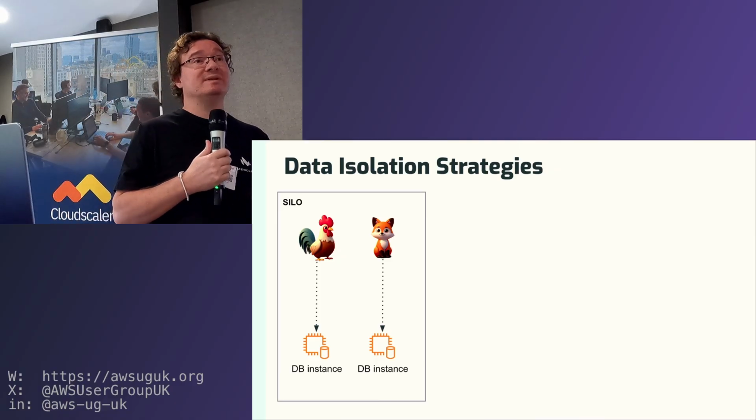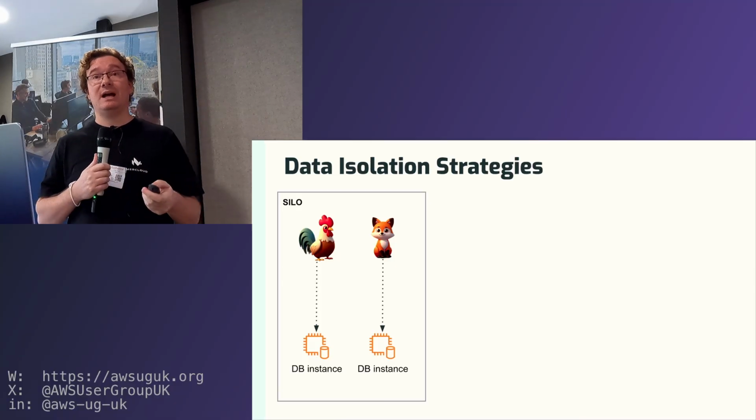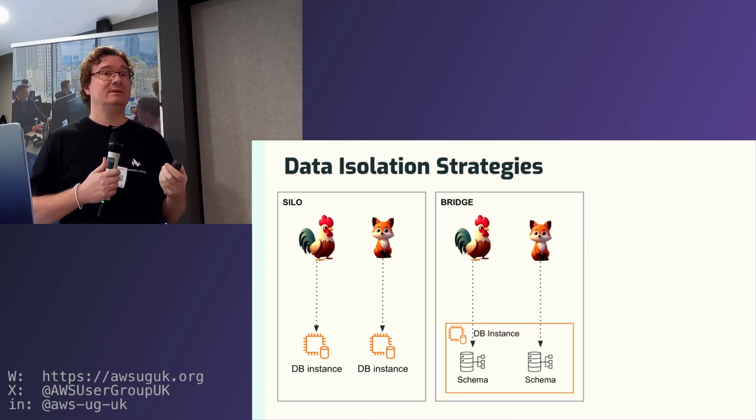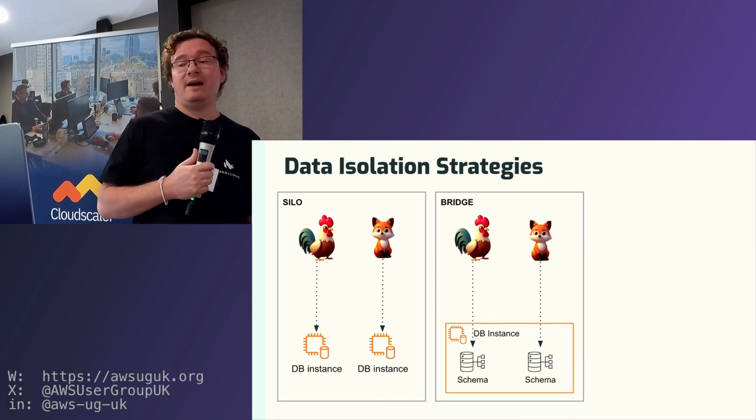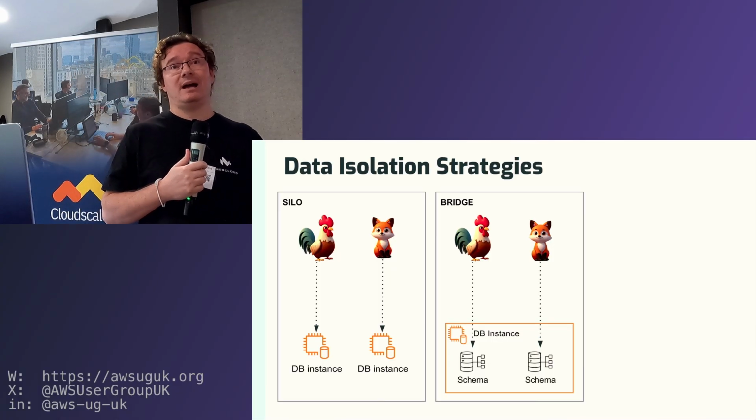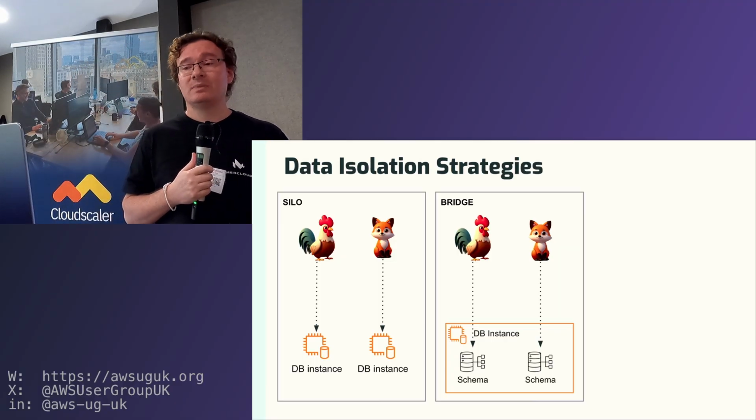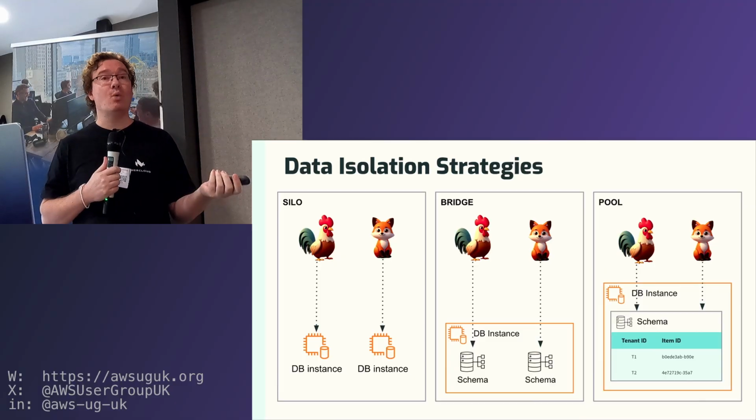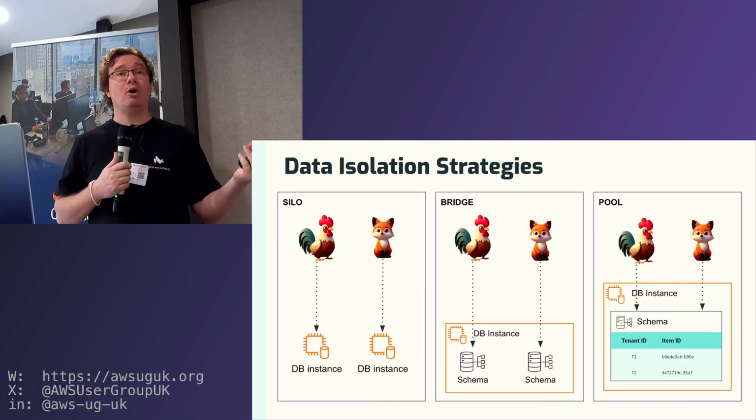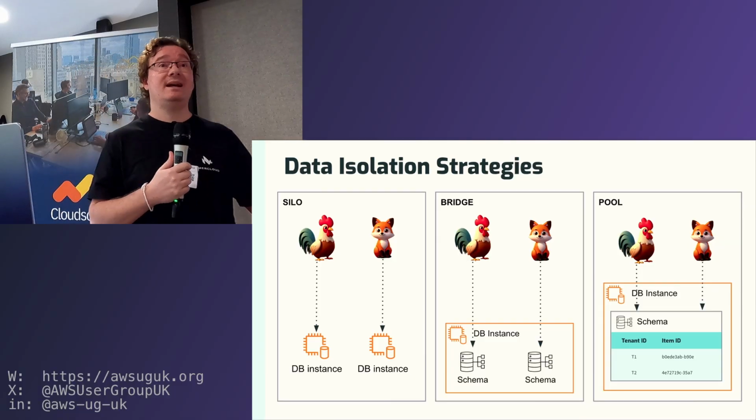The first one is what we call silo. With silo, for each of our customers, each of our tenants, we're going to have an instance of that database. We have a second model that's called bridge. On bridge, we have a single instance of our database, but each of those tenants is going to have a specific schema allocated inside that database instance. And then we have a third model, that's the pool, where we have one single instance of the database, one single schema, and all the tables inside that schema are shared with all of the tenants.